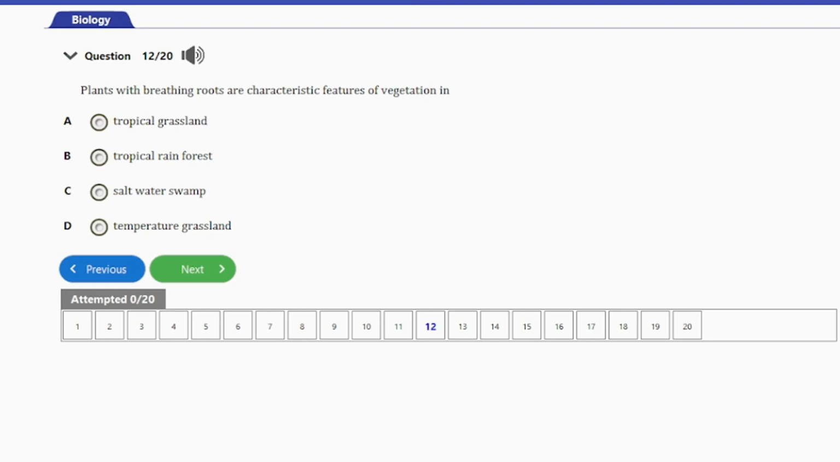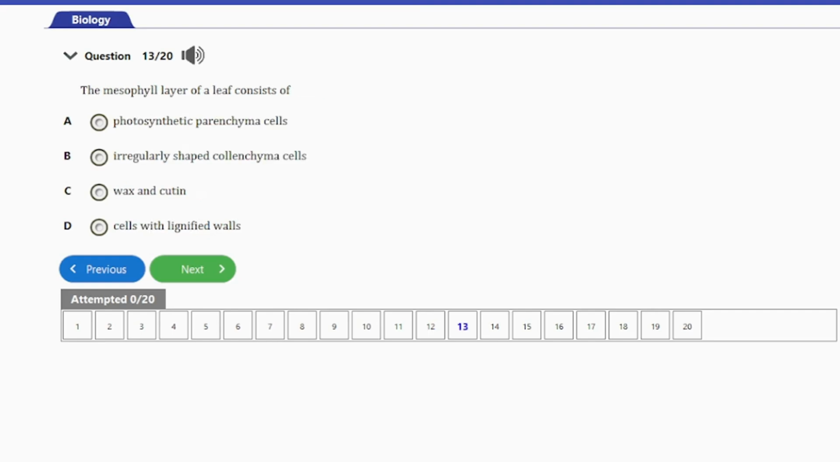Question number 12. It says, plants with breathing roots are characteristic features of vegetation in A. Tropical grassland, B. Tropical rainforest, C. Saltwater swamp, D. Temperate grassland. So guys, the answer to this question is option C here, and that's saltwater swamp. So let's consider the next question.